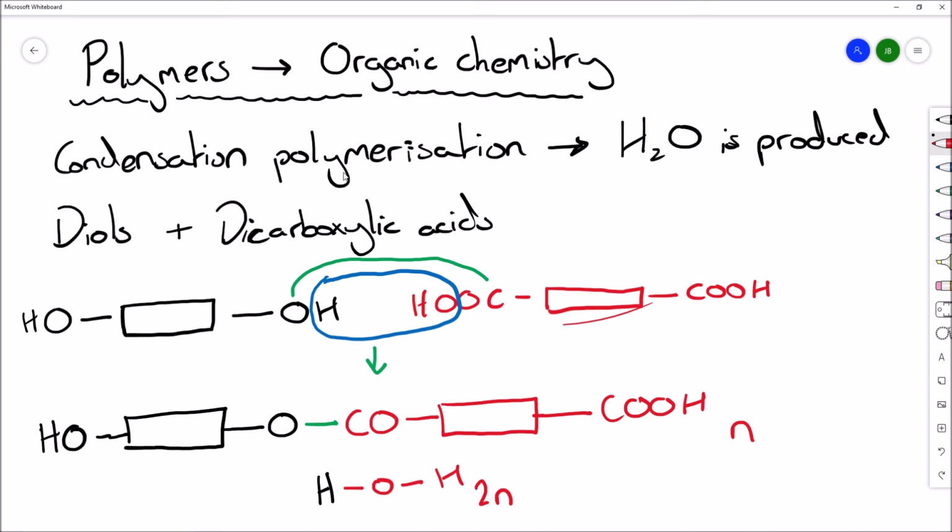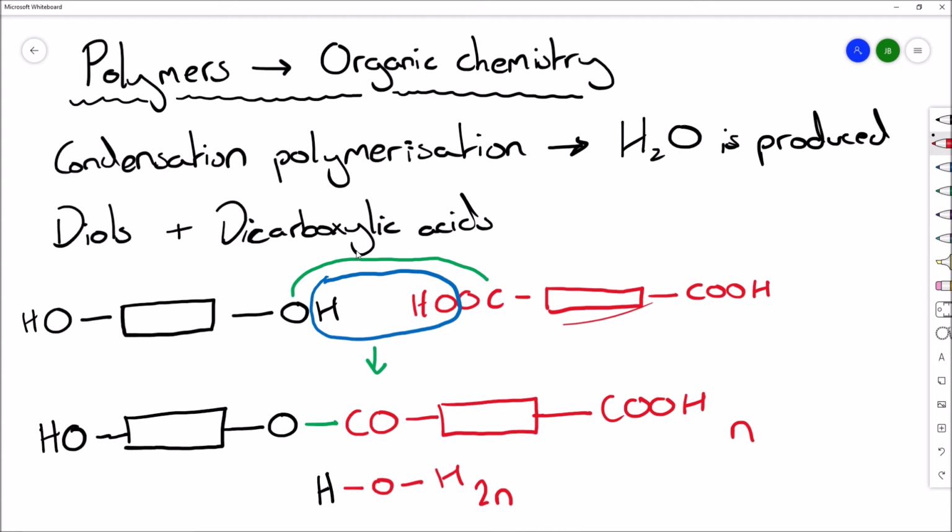And what you need to understand is the basic principles by reference to the functional group. These are the functional groups, and the idea is that water is given off, and you make this bond here, which is then here as well, it's here, and it keeps going on and on and on. So this is condensation polymerization. Water is given off, and it is between a diol and dicarboxylic acids.